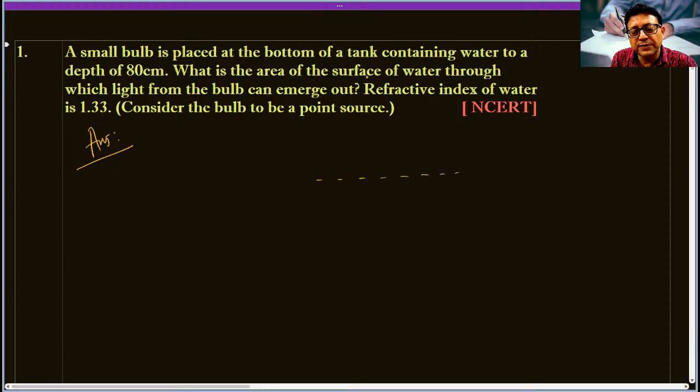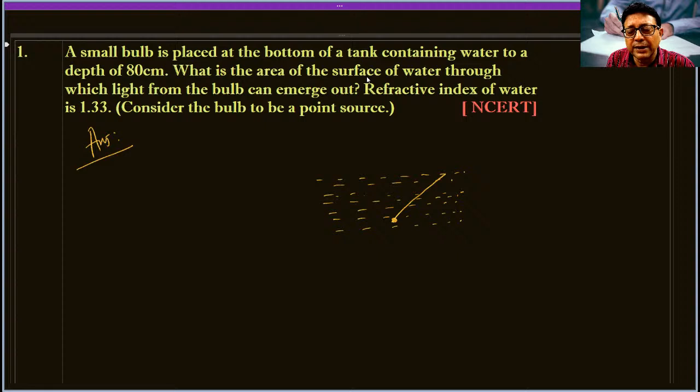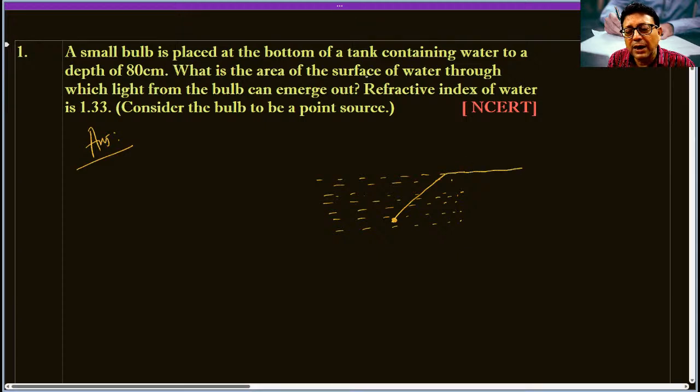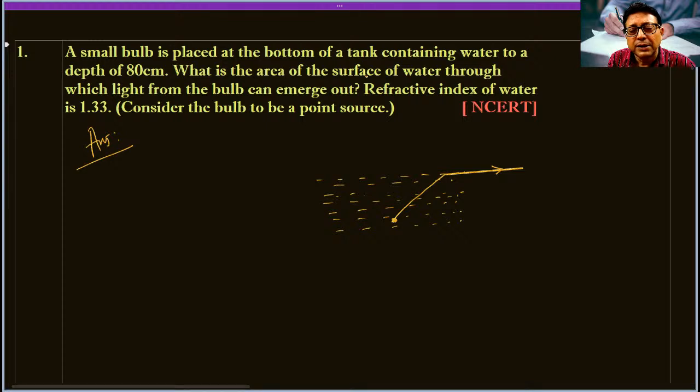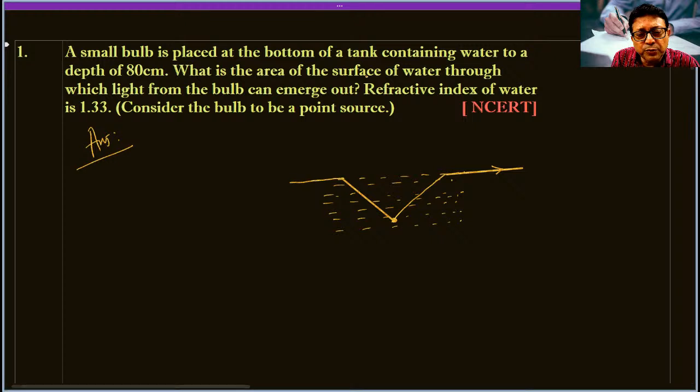So this is the water surface, bulb. From the bulb light will enter the air after penetrating the medium of separation. But there is a limit. After that, the emerging light ray, this I have explained in the theory portion, like fish's eye view.